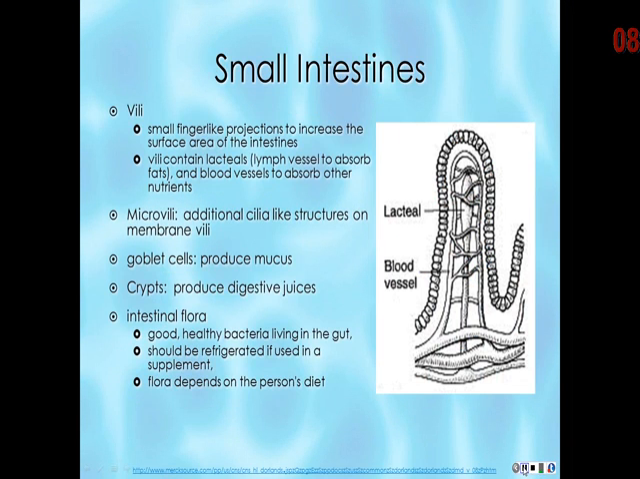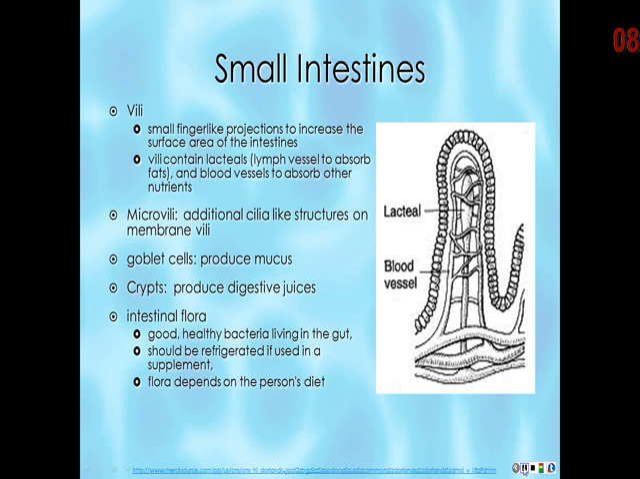The villi contain lymphatic vessels called lacteals to absorb dietary fats, and blood vessels to absorb other nutrients. The microvilli are additional cilia-like structures on the surface of the villi to even further increase the surface area. The small intestine also has goblet cells to produce mucus to help protect the lining from the acidic contents of the stomach it receives. The crypts will help produce some of the digestive juices used in the small intestine.